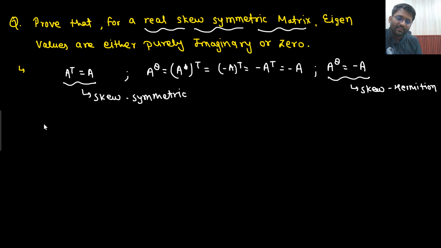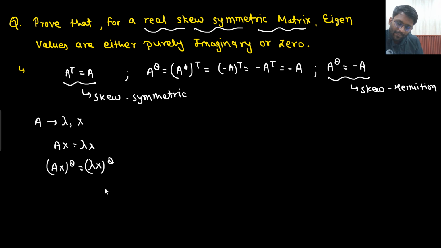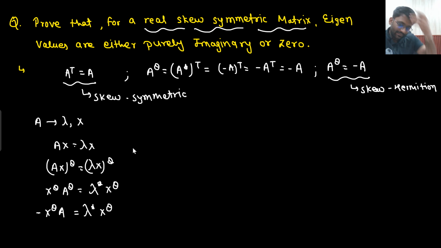So what we can say is that A is a matrix, eigenvalue lambda, eigenvector x. So Ax equals lambda x. What you do? Take conjugate. x conjugate A conjugate equals lambda conjugate x conjugate. A conjugate is minus A. Let's call this equation 1 and this equation 2.